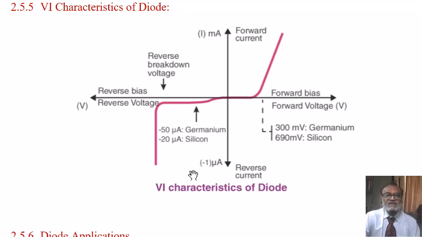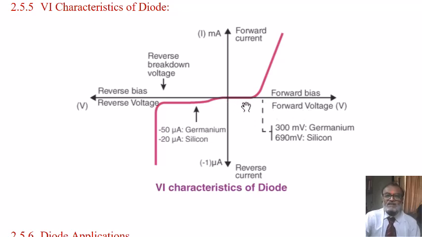The VI characteristic of a PN junction diode are shown in the figure. Here in the first quadrant, it is forward bias, that is anode is positive with respect to cathode. The voltage between anode to cathode is called as forward voltage and that is plotted on x-axis. Whereas the corresponding current will be plotted on y-axis. That current is called forward current.